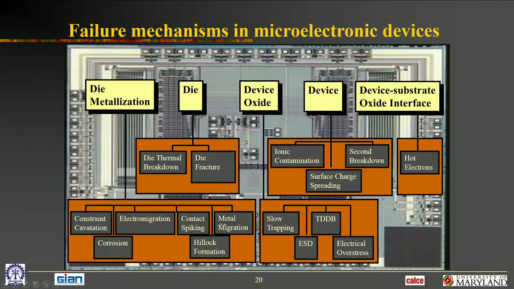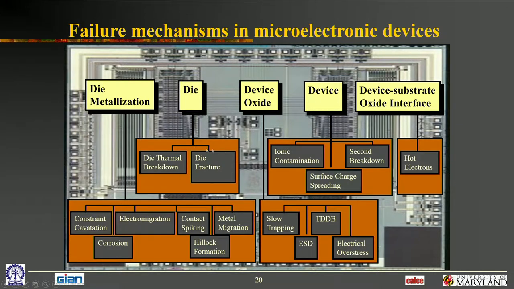Well, the metallization can have various failures. We've talked about many mechanisms: metal migration, electromigration, hillock formation from electromigration. We haven't talked about contact spiking. We've talked about SDDV, that's the same as constrained cavitation or stress migration. We've talked about corrosion. So those are the various things that can happen in the metallizations in your chip, okay?